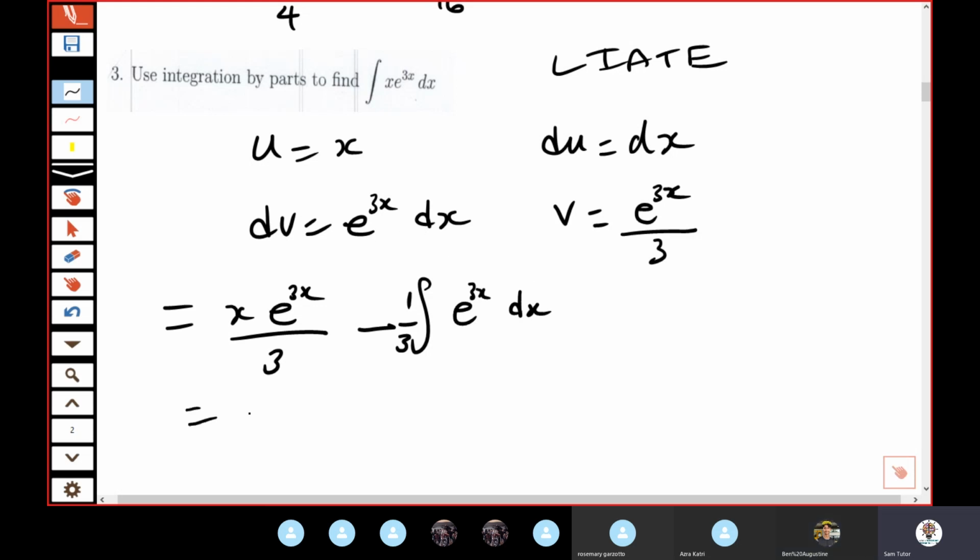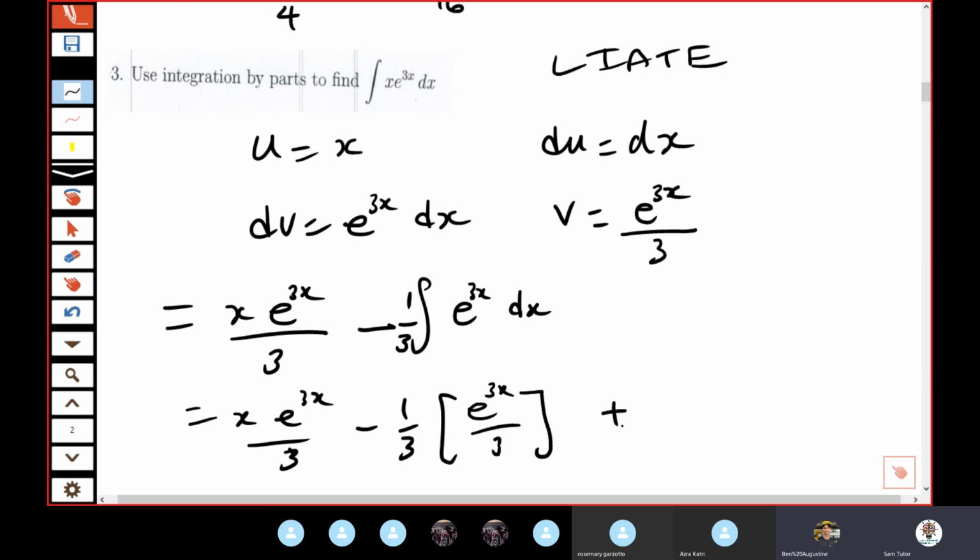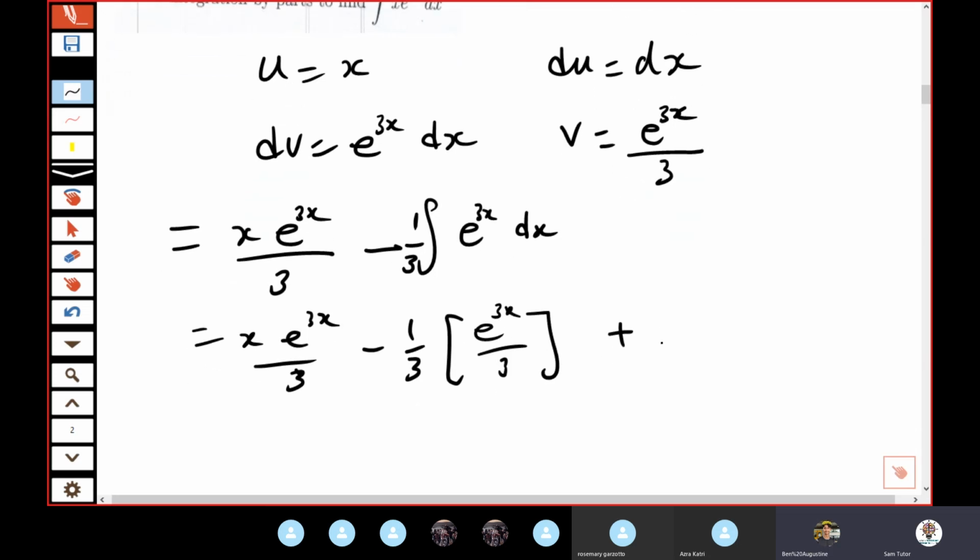And then look, it just happens to be that. So this becomes x e to the 3x on 3 minus a third. What is the integral of e to the 3x? Well, e to the 3x on 3. Plus C. You're done. Yay. Making a little bit more sense. Good job.